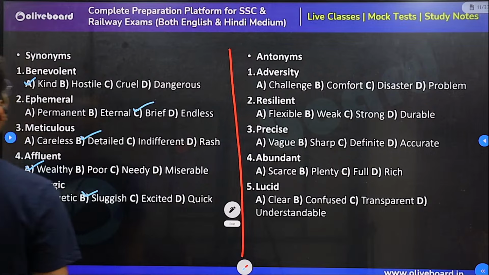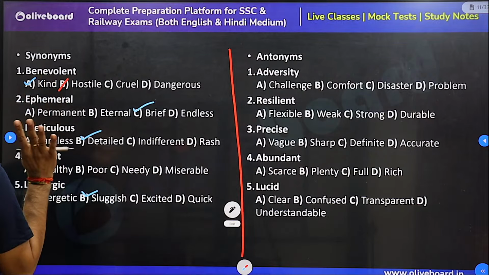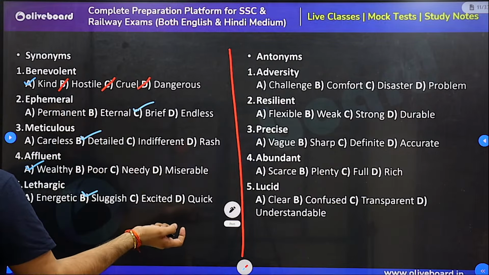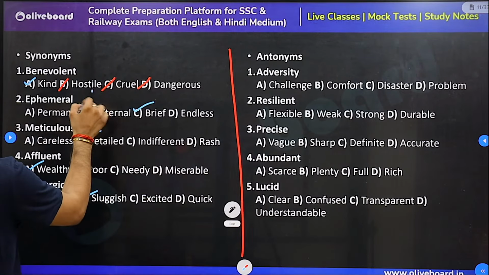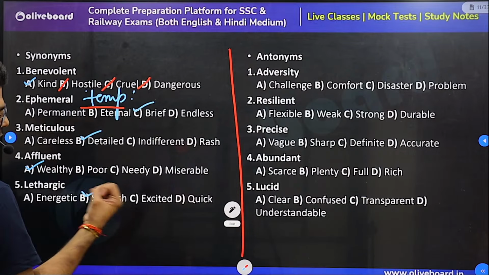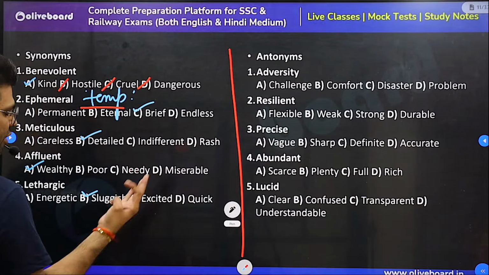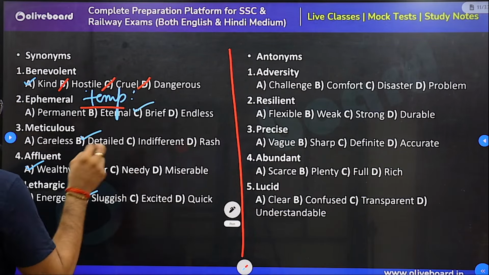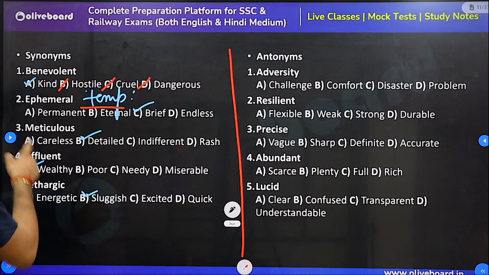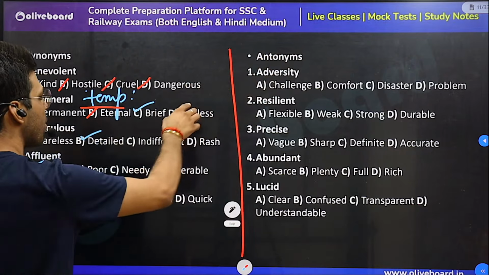Yes. Benevolent. Helping someone. Can't be hostile like an enemy. Can't be cruel. Can't be dangerous. Can be kind. Ephemeral. Lasting for a very short time. Temporary. Ephemeral. Evanescent. Fleeting. Transitory. Momentary. Lasting for a very short time. Permanent will be opposite. Eternal will be opposite. Endless will be opposite.